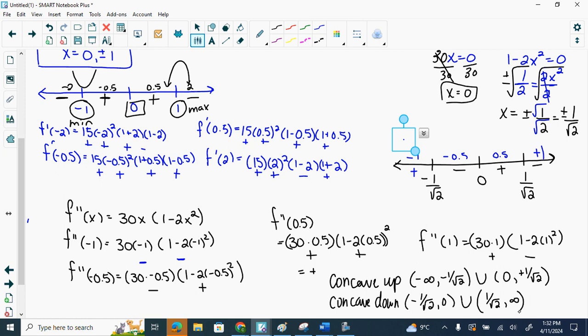So yesterday, you had the first set of questions, and I told you to just do the first part, which was increasing and decreasing, because the rest we talked about concavity. I now want you to do the concavity. You have half an hour.